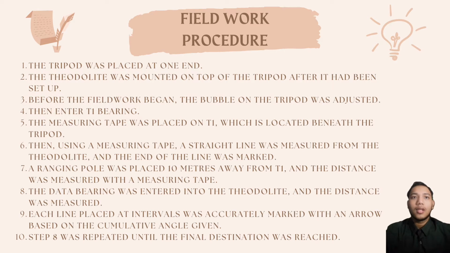For the next procedure, using a measuring tape, a straight line was measured from the theodolite and the end of the line was marked. Next, a ranging pole was placed 10 meters away from T1 and the distance was measured with a measuring tape. Next, the bearing data was entered into the theodolite and the distance was measured.